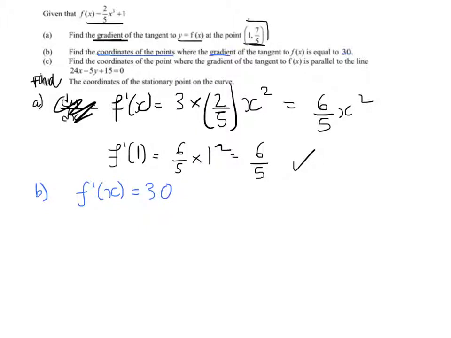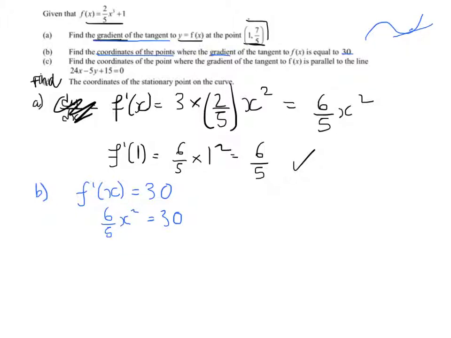And just to clarify this, the gradient of the tangent is the same as the gradient of the curve at that point. So if we've got some curve and a tangent like this, then at this point the gradient of the tangent is the same as the gradient of the curve. That's what a tangent is. Okay, so we've got f dashed of x equals 30. We know what f dashed of x is. It's 6/5 x squared, and that's equal to 30.